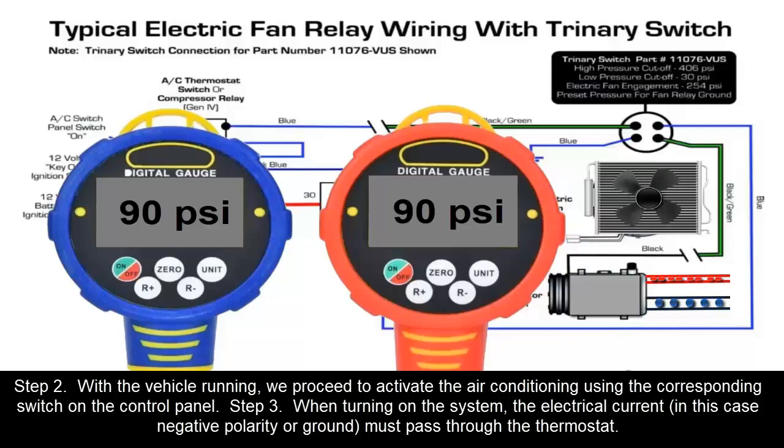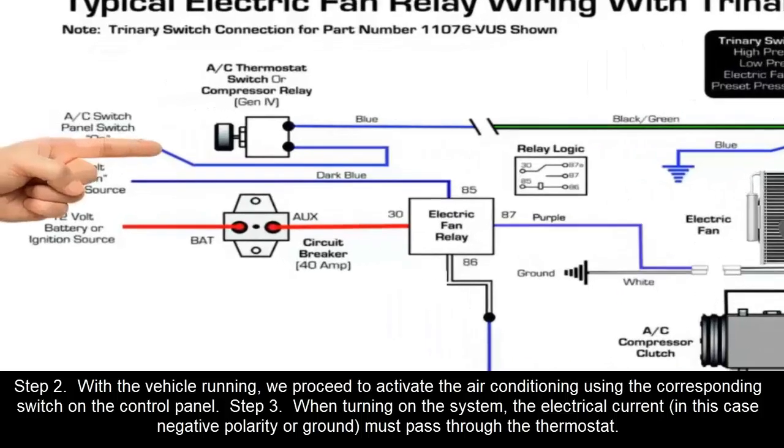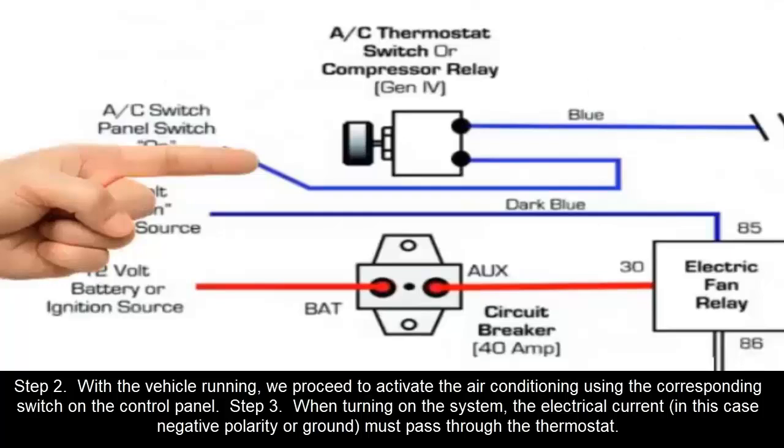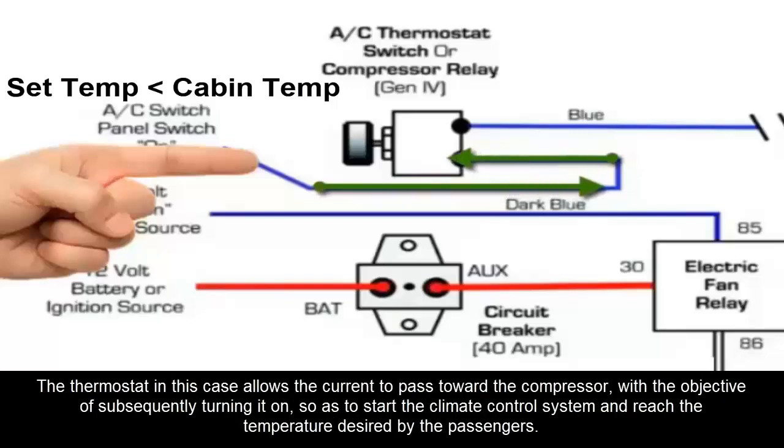Step 2. With the vehicle running, we proceed to activate the air conditioning using the corresponding switch on the control panel. Step 3. When turning on the system, the electrical current, in this case negative polarity or ground, must pass through the thermostat. The thermostat in this case allows the current to pass toward the compressor with the objective of subsequently turning it on so as to start the climate control system and reach the temperature desired by the passengers.